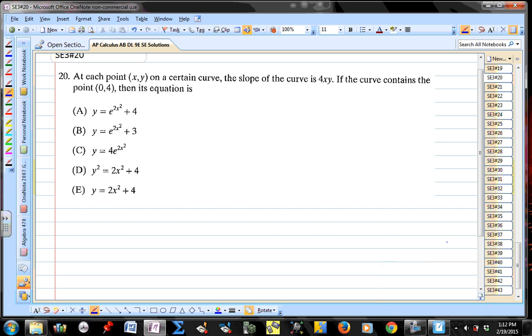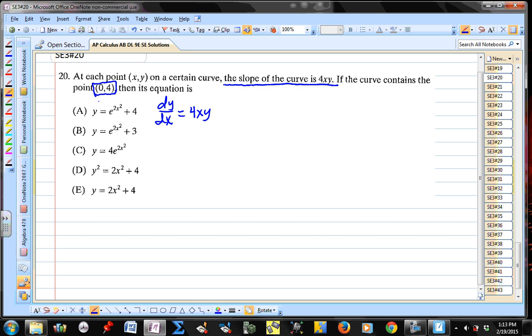In problem number 20, we're told that at each point on a curve, the slope of the curve is 4xy. What that means to us is that dy/dx is 4xy. Then we're told that the curve contains this point (0, 4). We have to find which of the listed equations matches the curve that they've described.